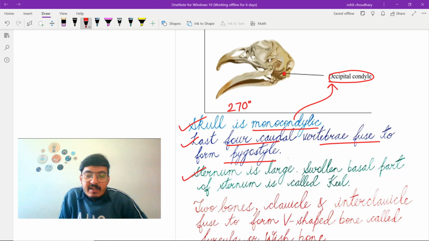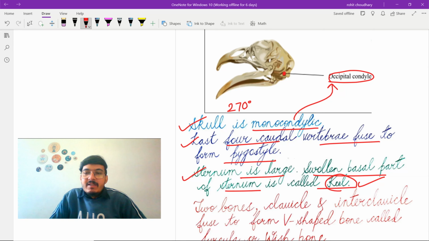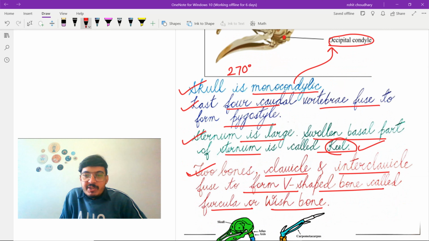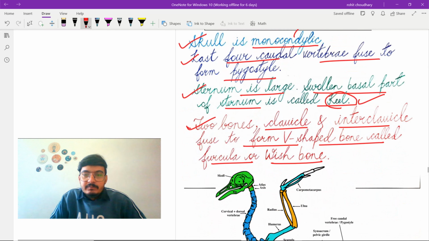The next feature is that the sternum is large. The swollen basal part of the sternum is called the keel, and this keel helps in the attachment of flight muscles. The next feature is two bones called clavicle and interclavicle. They fuse to form a V-shaped bone called the furcula or wishbone. All these points will be clearer when we look at the skeleton of the bird.